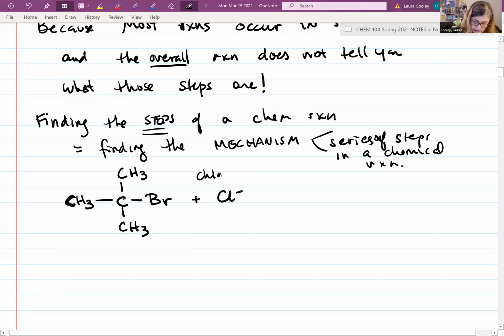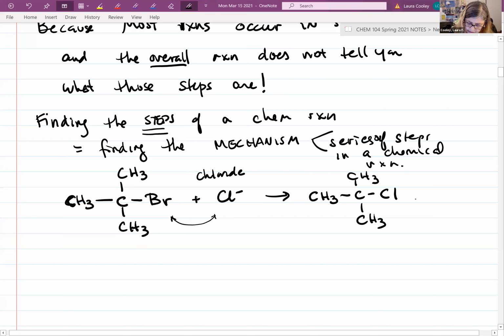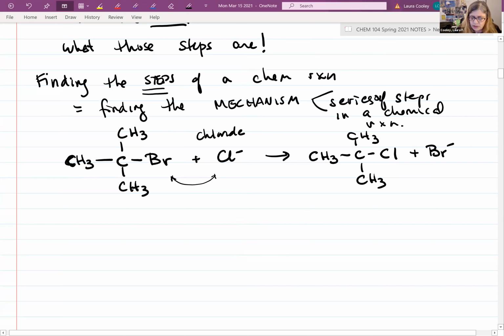And what happens basically is that these guys change places, and you end up with the chlorine over there and a bromide ion instead of a chloride ion. So basically, you could see there's a few things that are going to have to happen here, but the sequence of how this actually occurs is the mechanism.